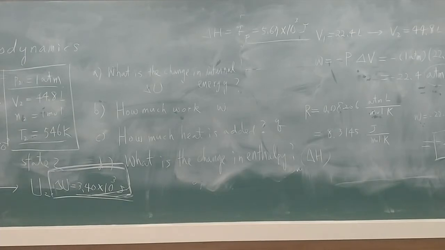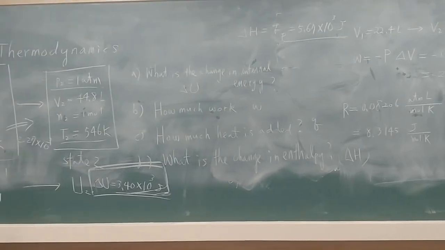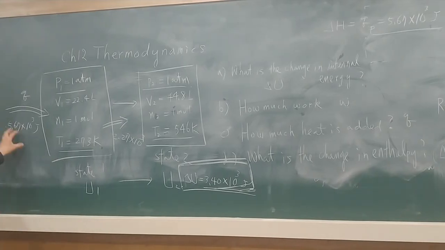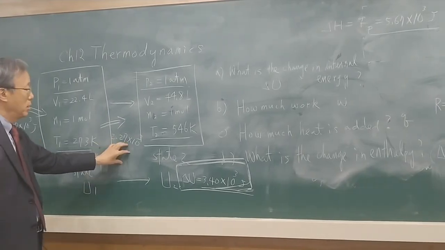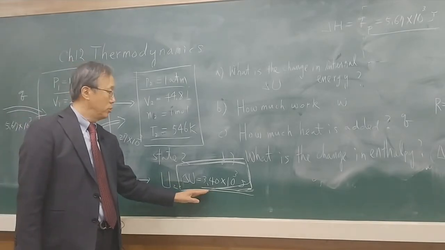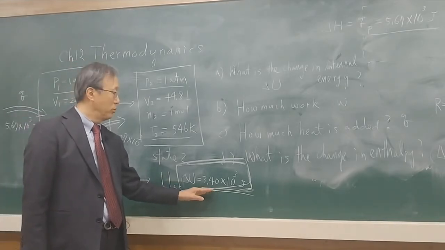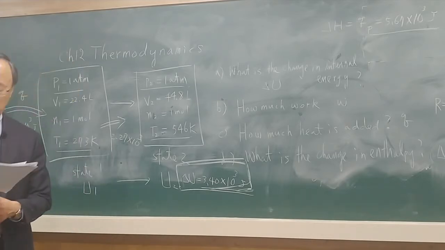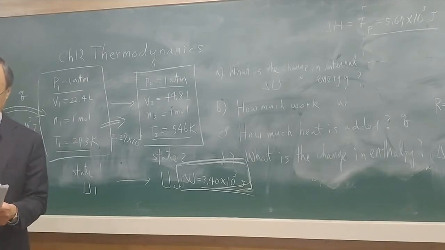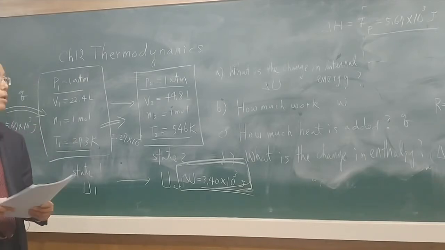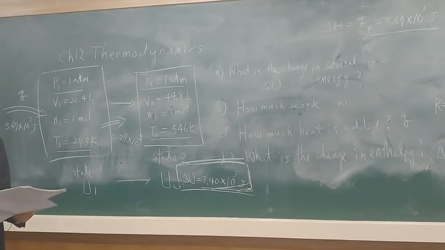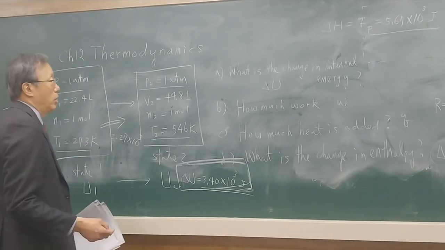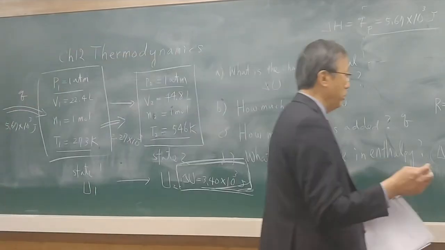So this is just a zero-sum game. We had this much, and we paid this much, and we saved this much money, 3.40 times 10 to 3. Let me give you a slightly different passage.